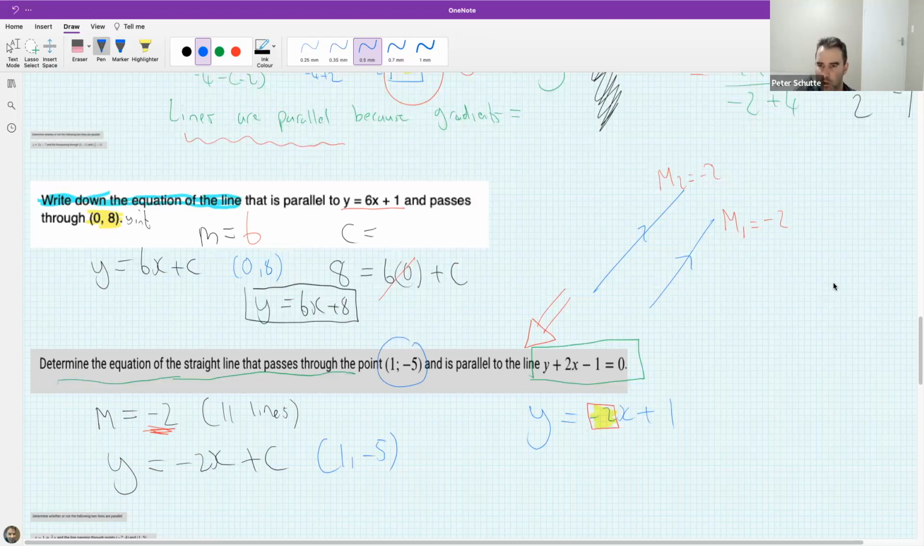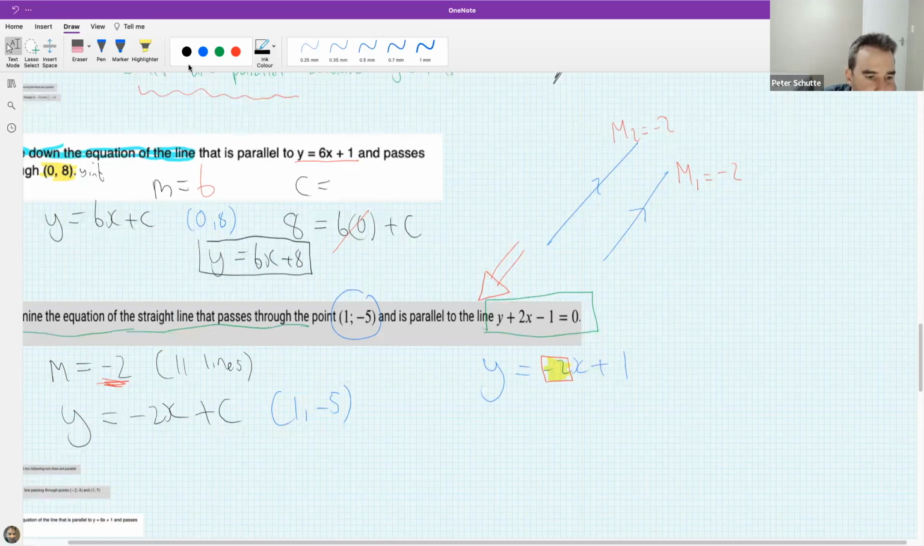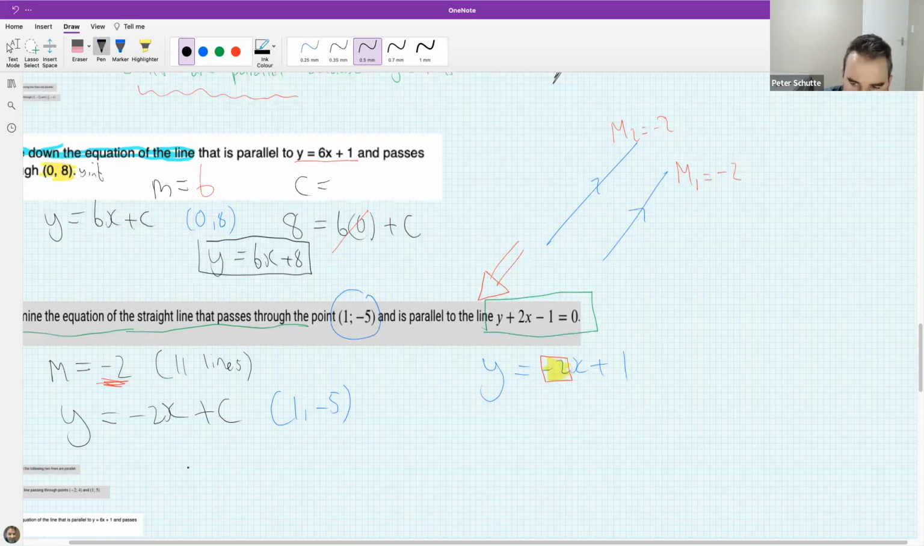I just want to have a look at the chat. Who has the answer already? Maybe I'll give you a moment to put the answer in the chat if you've got it. So I'm going to sub this: minus 5 is a y, and this is an x.